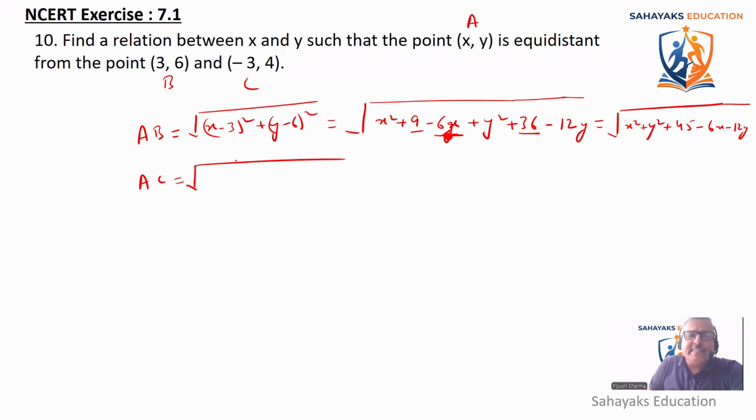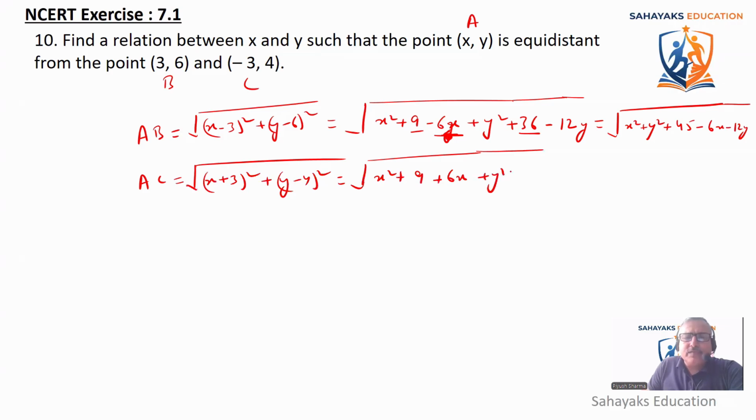Now finding the value of AC. AC is x minus minus 3. That means (x plus 3) whole square plus (y minus 4) whole square. It comes out to be x square plus 9 plus 6x plus y square plus 16 minus 8y.